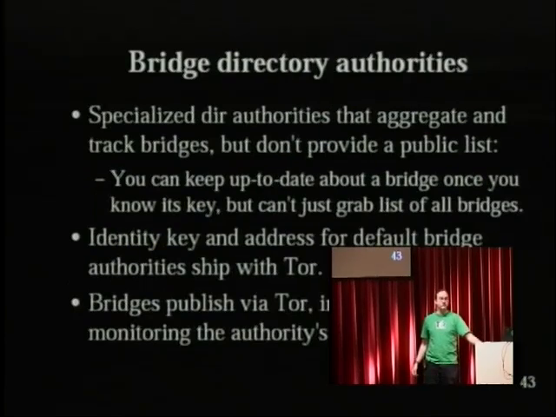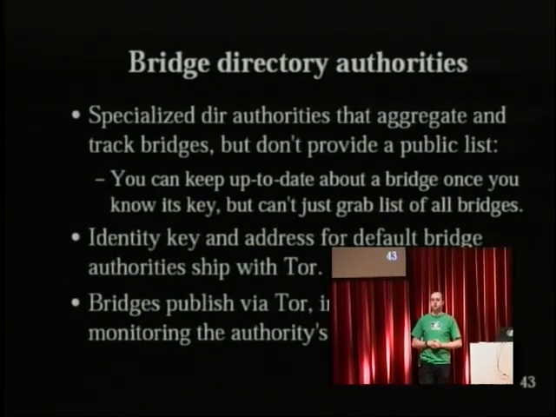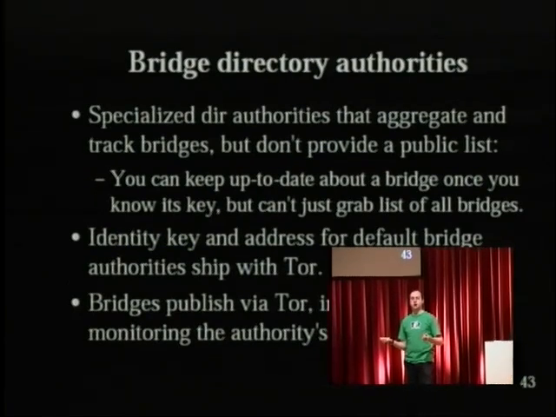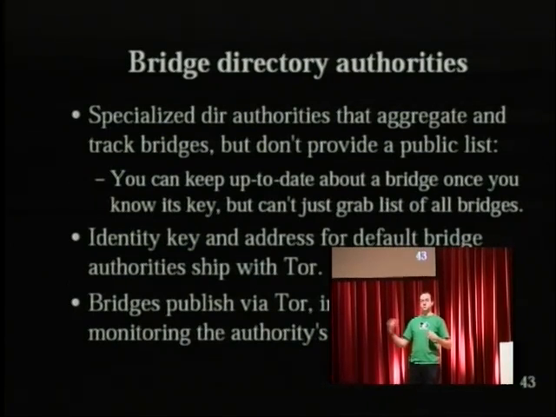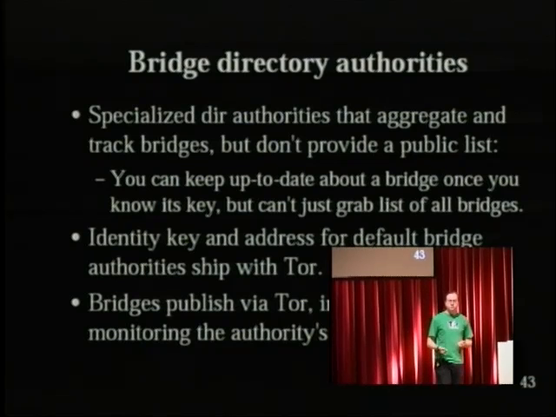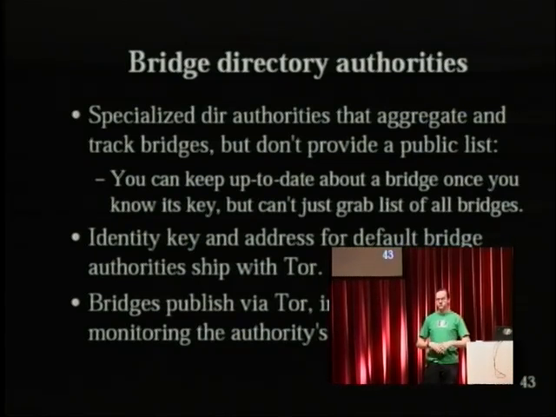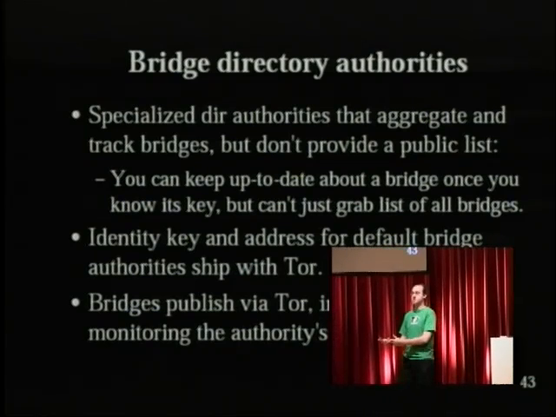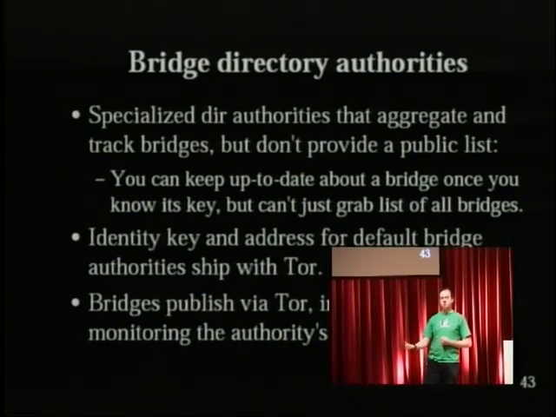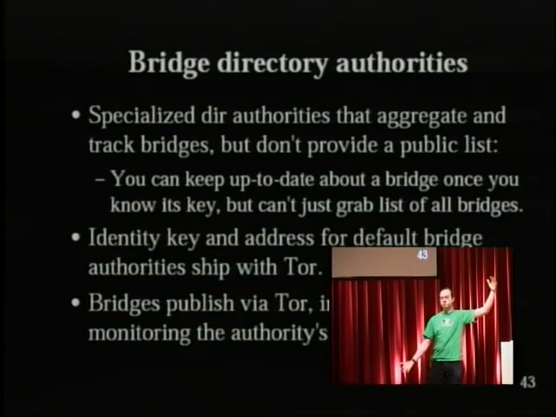And to do that, we need a separate set of directory authorities. We need a bridge authority that keeps track of all the different bridges out there so we can be able to give them to the right people. This is a little bit tricky because if we just use the same directory authority code, then you go to the bridge authority and you say, hey, can you tell me every bridge out there? And it says, yeah, here's the list.